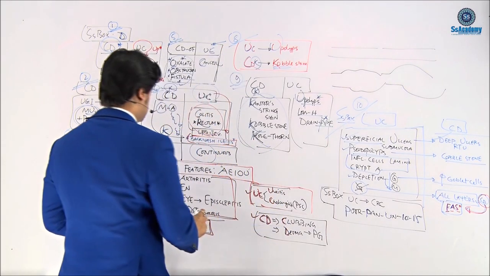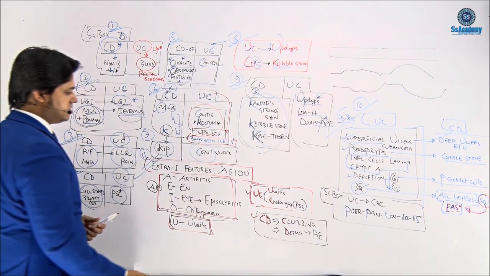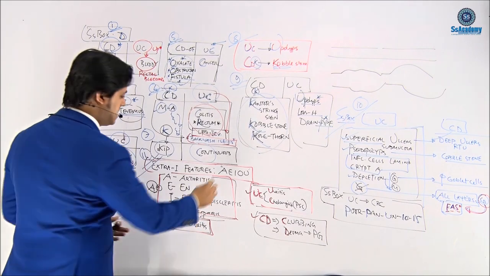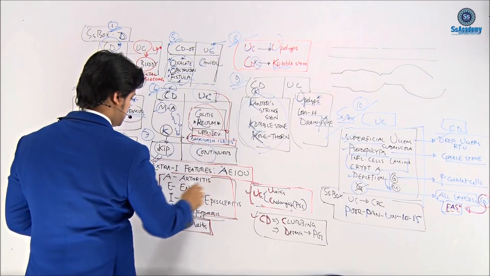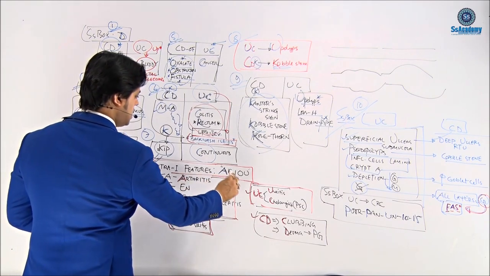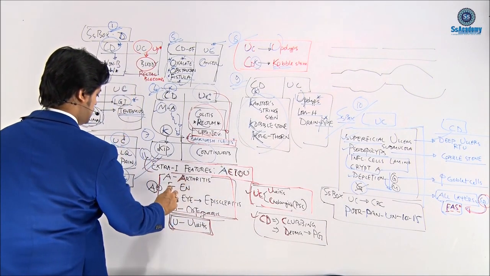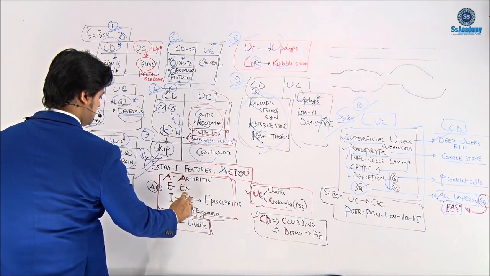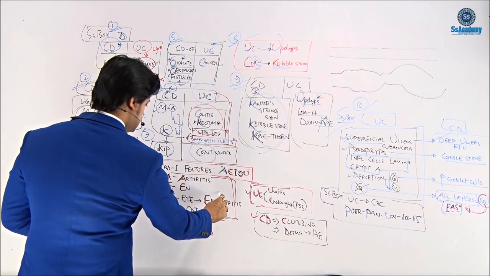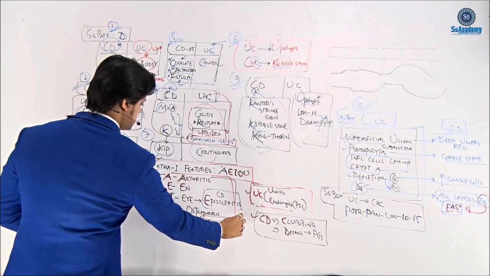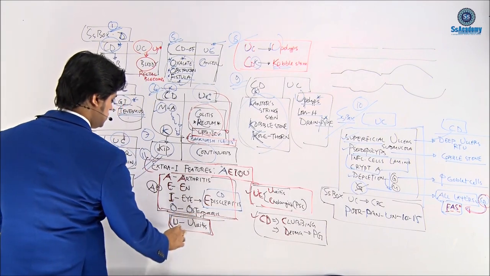Number 11 box is important: the extra intestinal features of both IBD. The most common is arthritis, my dear. Just remember arthritis. A, E, I, O, U will be helpful to remember all the features. A for arthritis, E for erythema nodosum, I for episcleritis, which is more common in Crohn's disease. O for osteoporosis and U for uveitis.